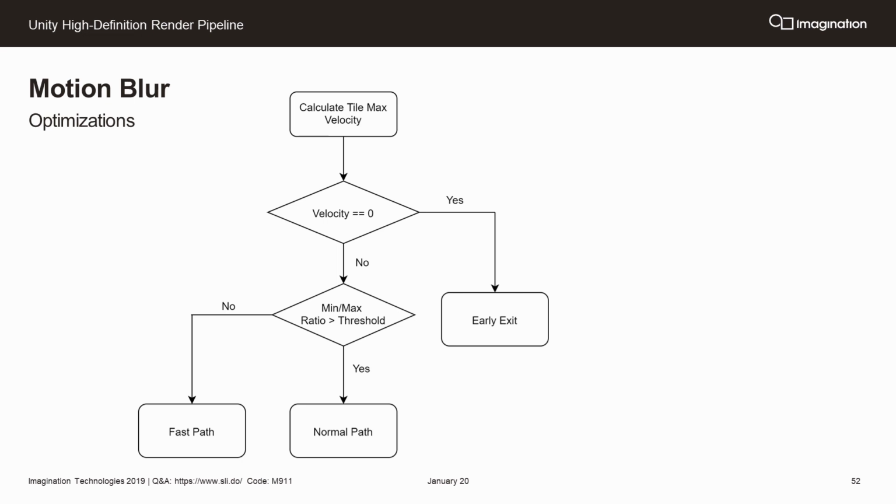If the tile max velocity is 0, no blur is required, so the shader takes the early exit path, which outputs the input pixel color. If the velocity is not 0, and the ratio between the min-max velocity is less than the threshold, then the fast path is preferred, which is a simple blur in the motion vector direction. Otherwise, it takes the normal path, which tries to recover the background and also prevent the background from bleeding onto the foreground.